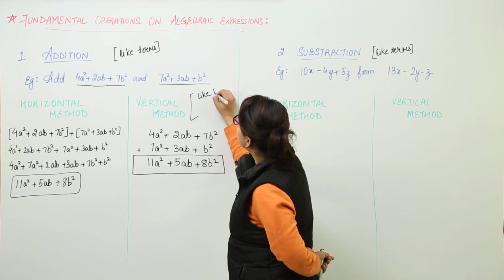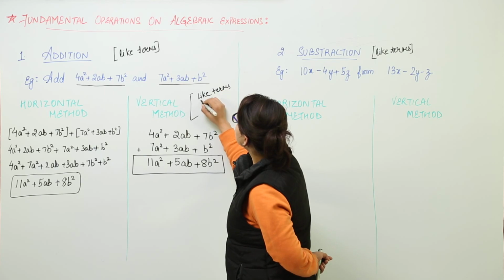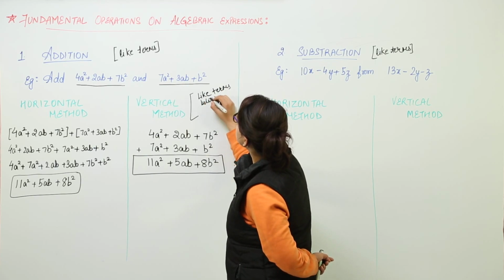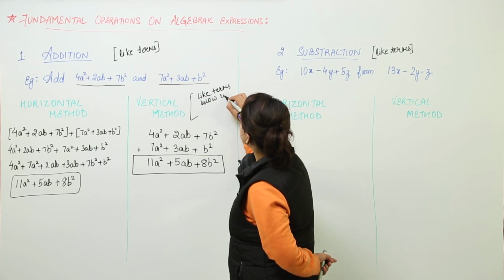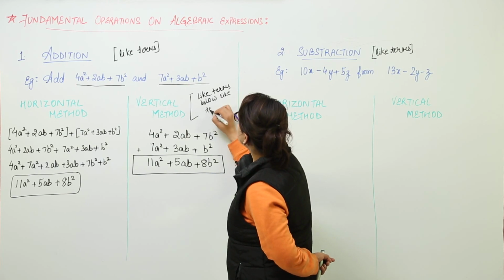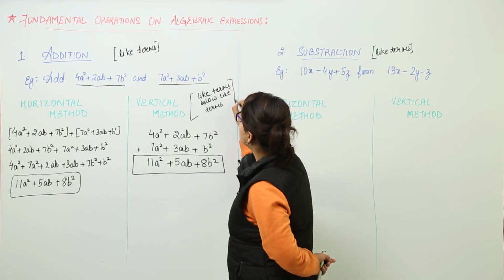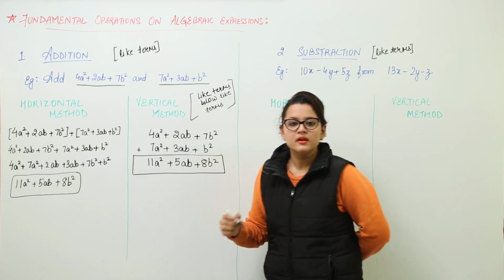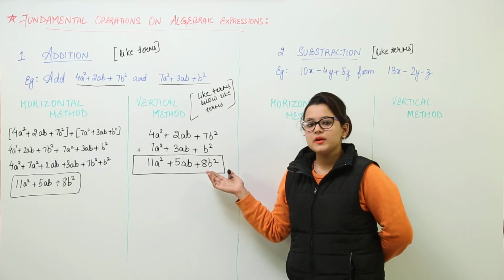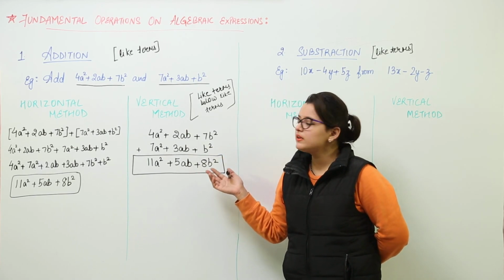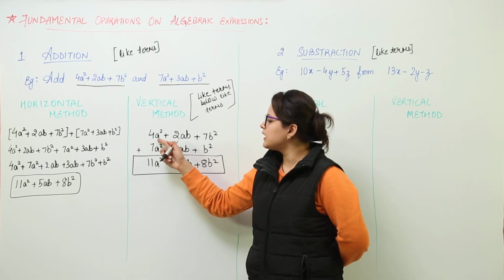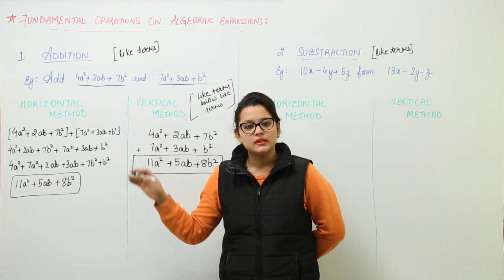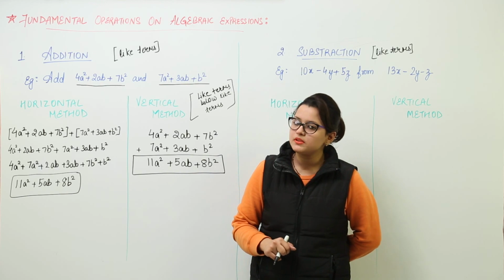Like terms below like terms only. I am writing this so that you can remember it. So you will have to write the like terms, otherwise your terms will not be able to add, because a like term cannot be added with an unlike term, right? So that is why make sure that you are writing like terms below the like terms. That was about the addition of the algebraic expressions.